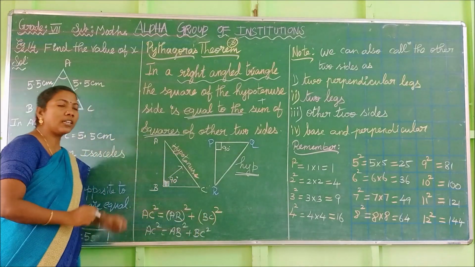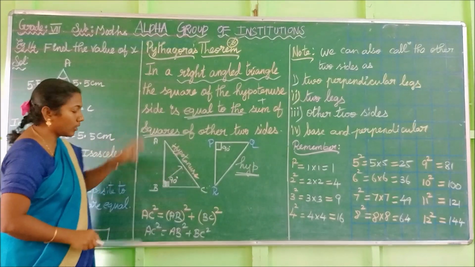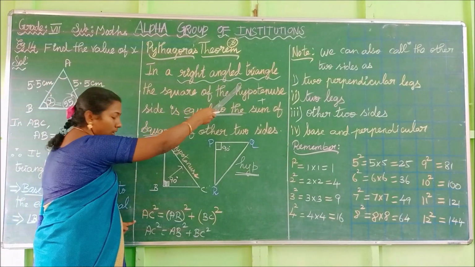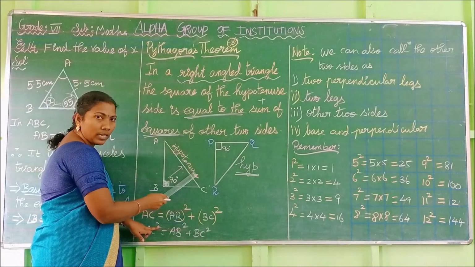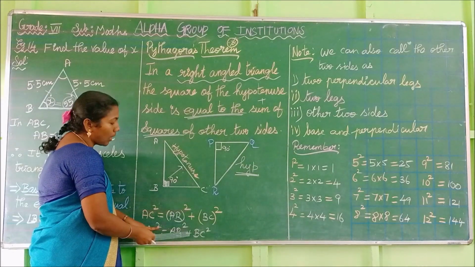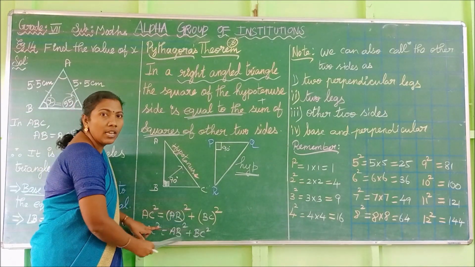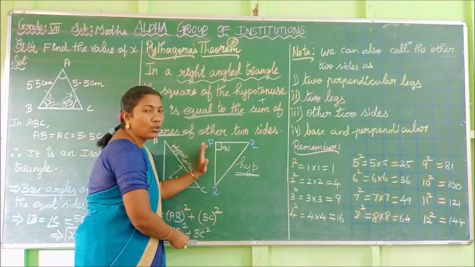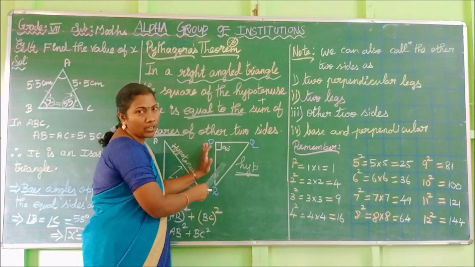I hope you understand the Pythagoras theorem. Once again I am explaining. In a right angle triangle, the square of the hypotenuse side is equal to the sum of the squares of the other two sides. Similarly, you can also write this property for this triangle.